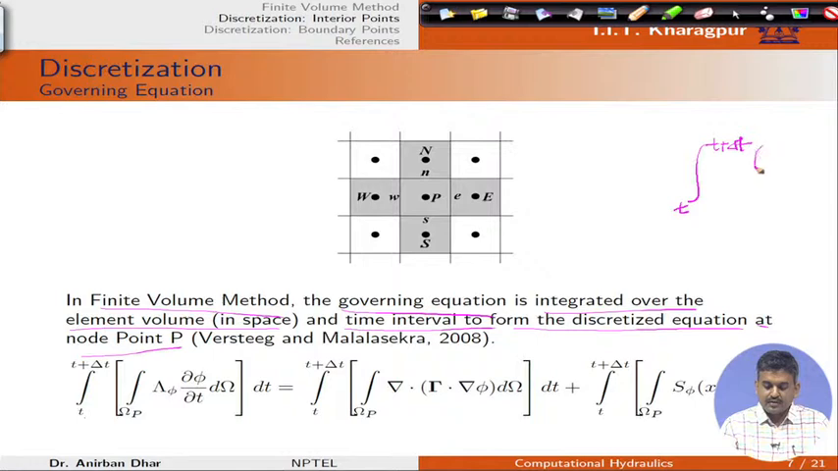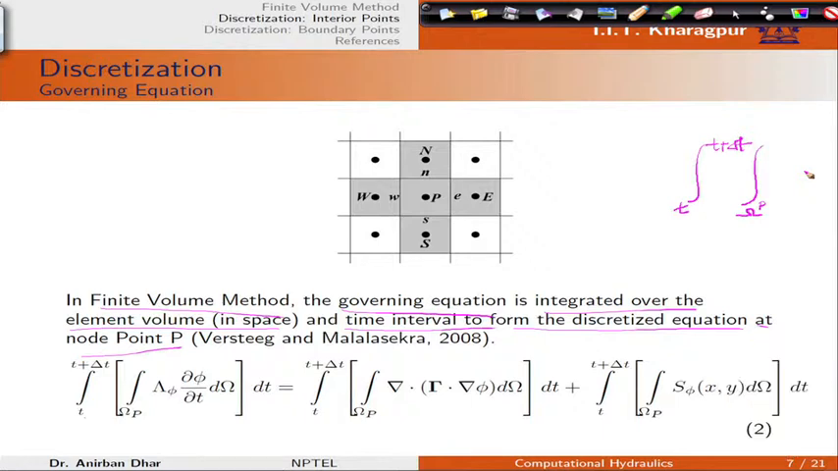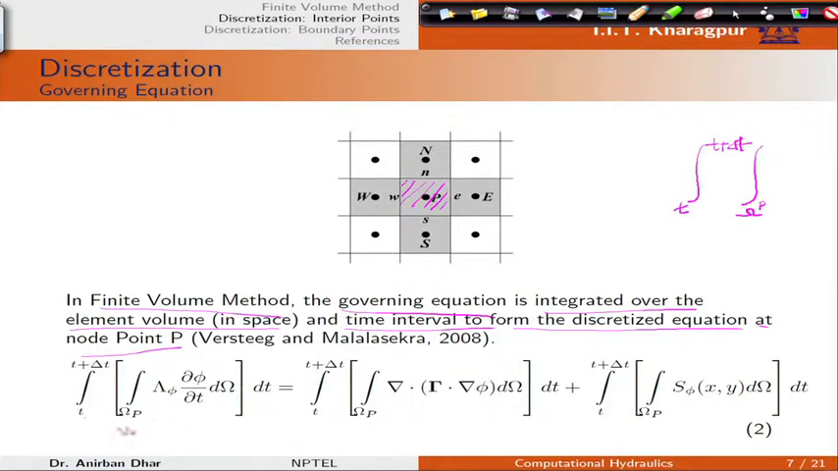And the integration over omega p is over the element volume. So, if we integrate our original equation with respect to space and time, then we can write it like this. This is for the temporal term, spatial diffusion term and sourcing term.